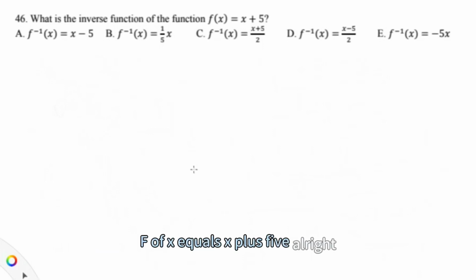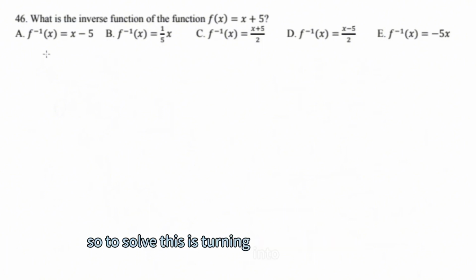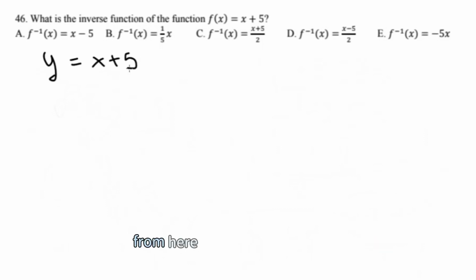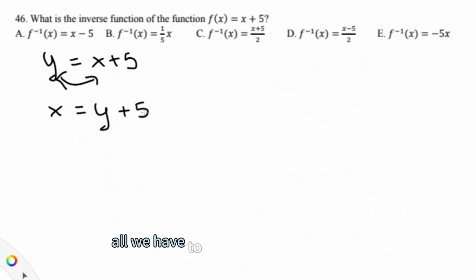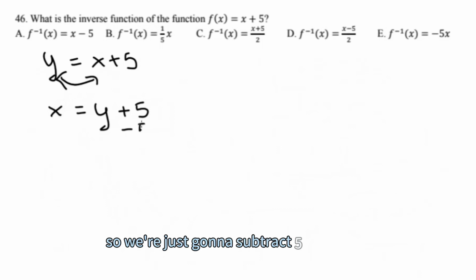Alright, next, what is the inverse function of the function f of x equals x plus 5? So we have f of x equals x plus 5. To solve this, let's turn it into y equals x plus 5. From here, we can switch y and x, which makes it x equals y plus 5. And from here, all we have to do is get rid of the plus 5 because we want y by itself, so we're just going to subtract 5.